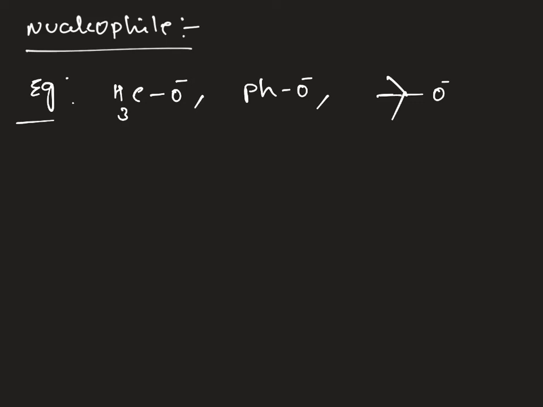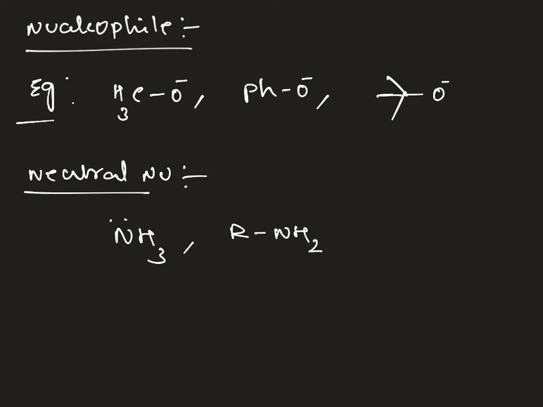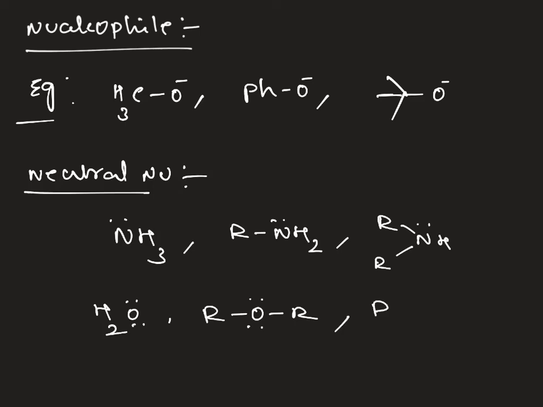Let's take neutral nucleophiles. Ammonia, which has a lone pair of electrons, and substituted amines, primary amines, secondary amines, water molecule, and ethers, alcohols. These all come under neutral nucleophiles.